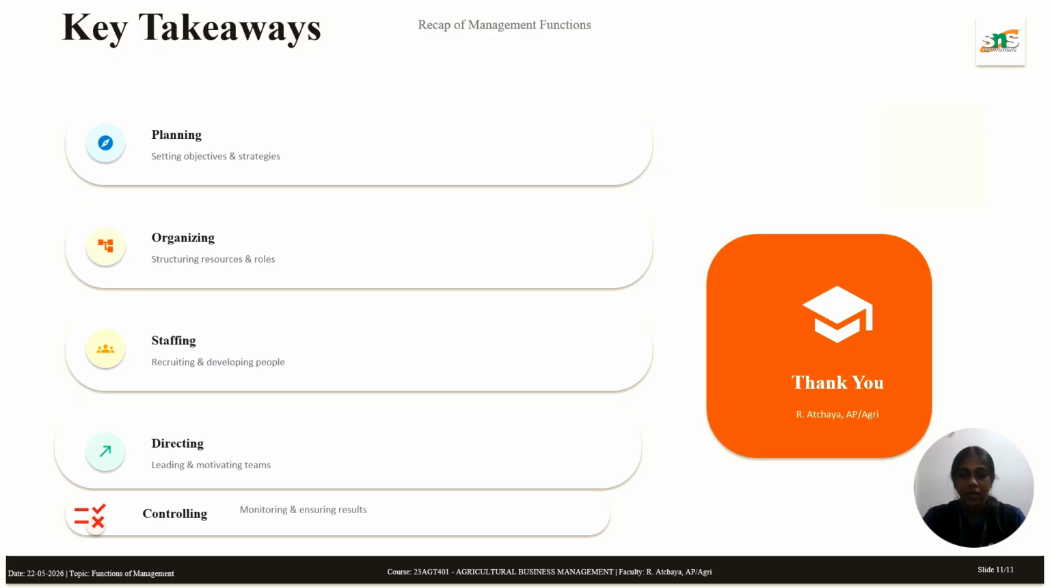Then directing, which means leading and motivating the employees, which is the major key factor and function for management success, and controlling, monitoring and improving the performance. So these five functions form the backbone of every successful organization, which includes the agribusiness enterprise also. For each and every successful organization, these functions play a major role.